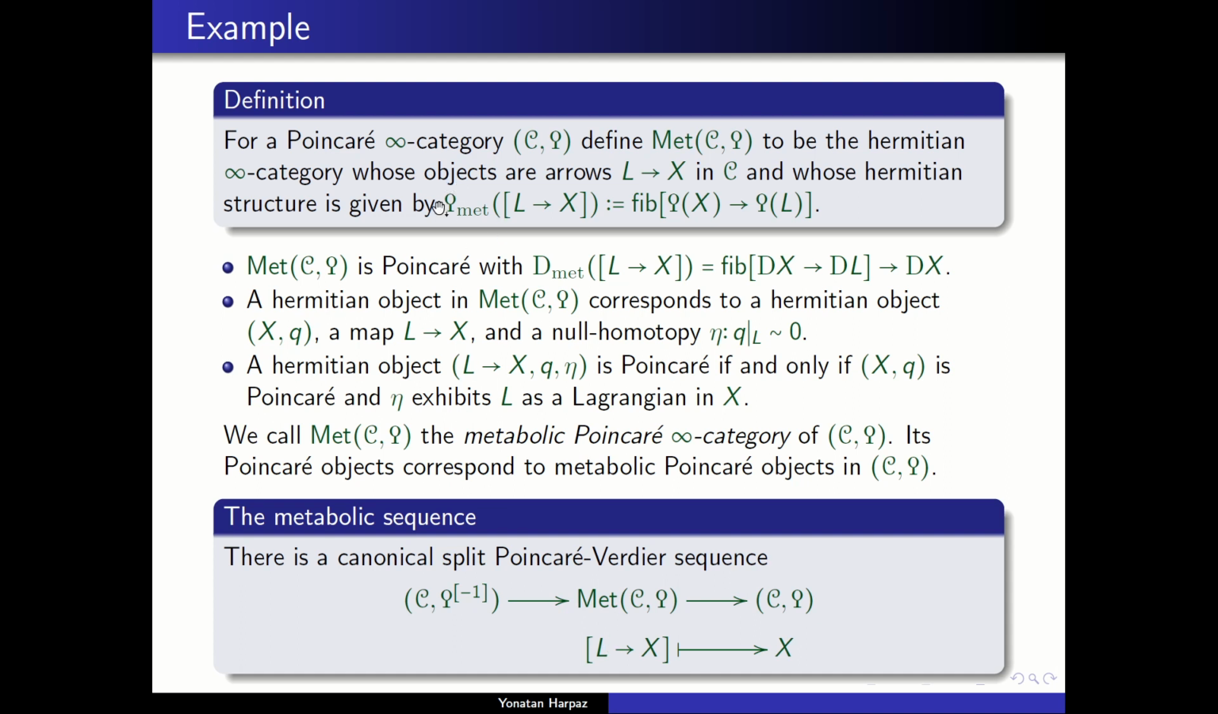And if we look at what the Poincaré structure of Met gives to an arrow of the form L → 0, it gives the fibre, so in this case Φ of 0 is 0, and it gives the fibre of the zero map from 0 to Φ(L). This is the same as the loop on Φ(L), and hence we obtain here a copy of the shifted Poincaré ∞-category. One can then show that this is indeed a split Poincaré-Verdier sequence using the explicit criteria from the previous slide.